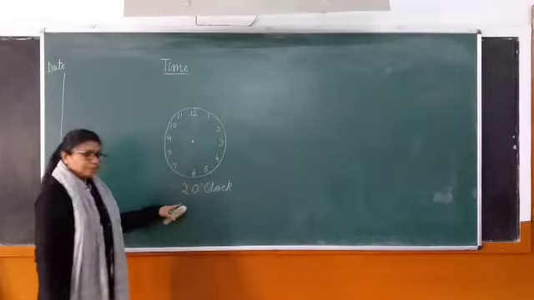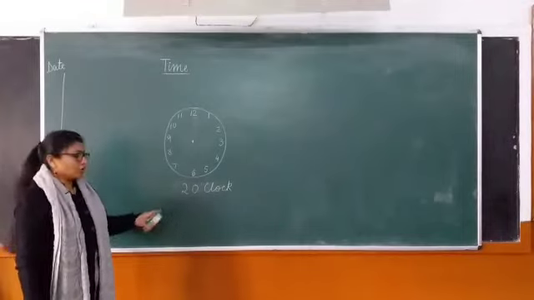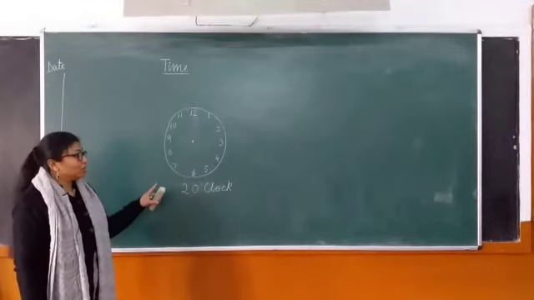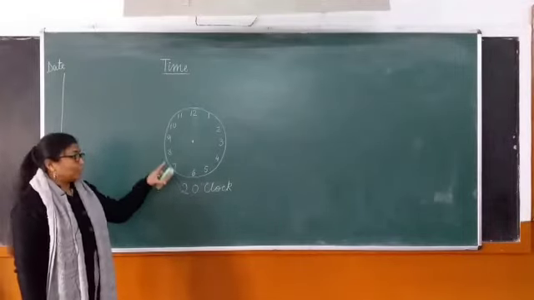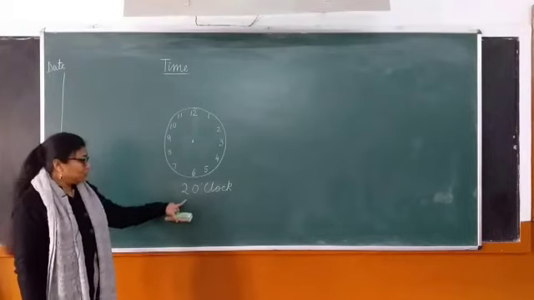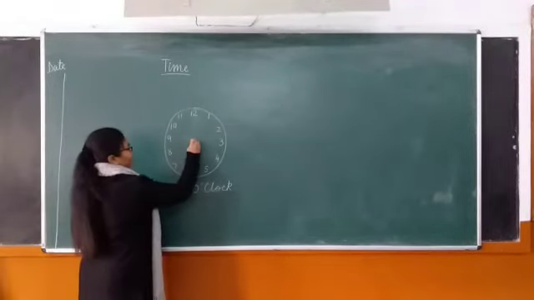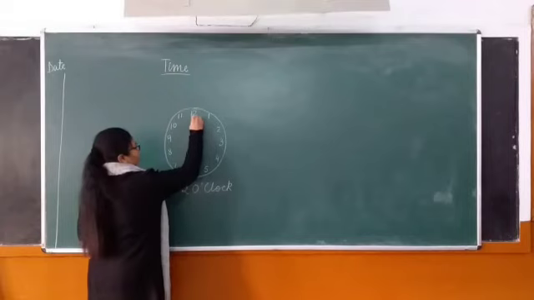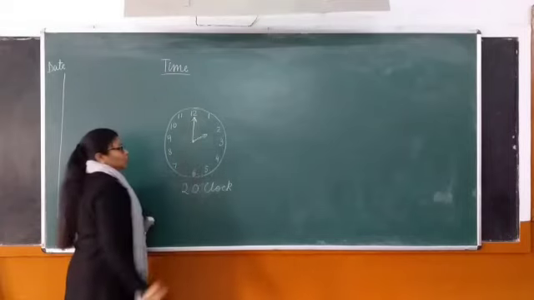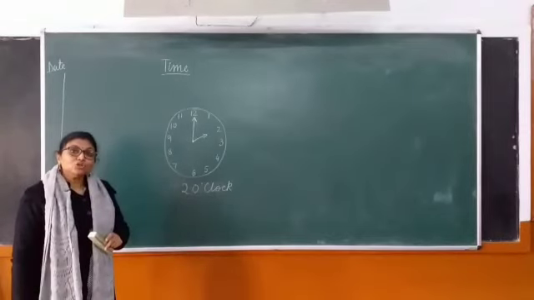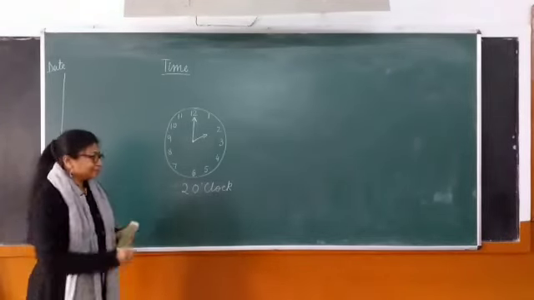Okay. Now next is your 2 o'clock. So you have to show the time on the clock. The clock will be given to you. You have to draw the hands and show the time 2 o'clock. So the big hand will be at 12 and the small hand will be towards 2. So what time is it? It is 2 o'clock. Alright boys?